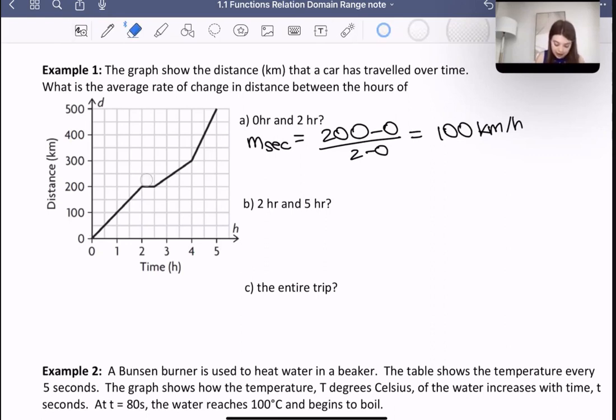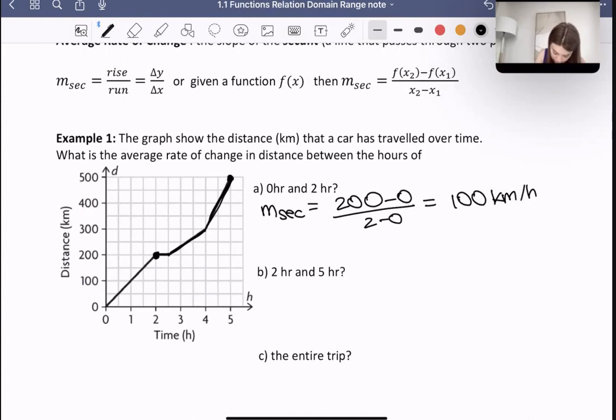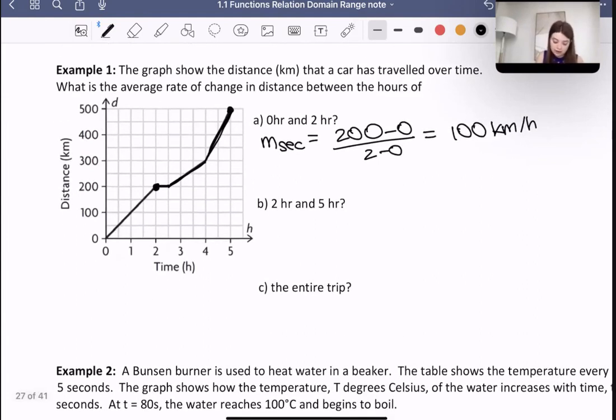Now, what about the average rate of change from 2 hours, so starting here, and going up to 5 hours to here? Well, as you can see, there are some different rates of change, because at first they didn't move at all. They perhaps took a rest stop, and then they traveled at a slightly lower slope, and then they traveled at a really high speed, right? So they traveled three different slopes. But we don't want to find all three of these slopes. We just want the average rate of change: on average, from the time 2 hours to 5 hours, how fast was their speed? That would just be the same as the slope from here to here, right?